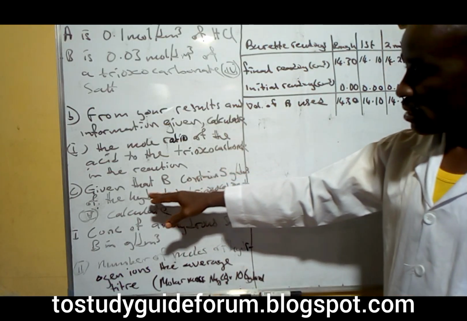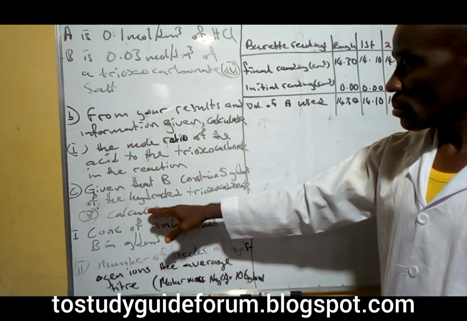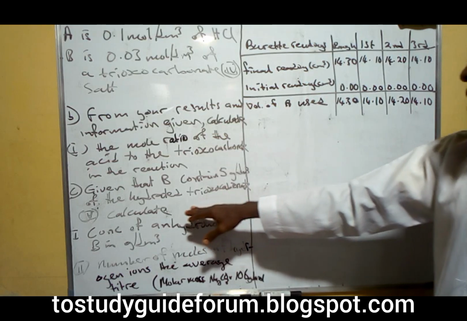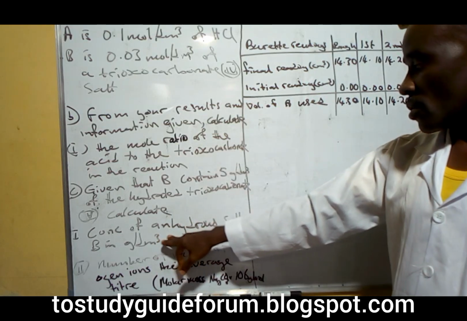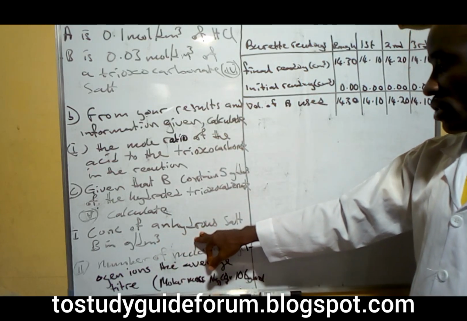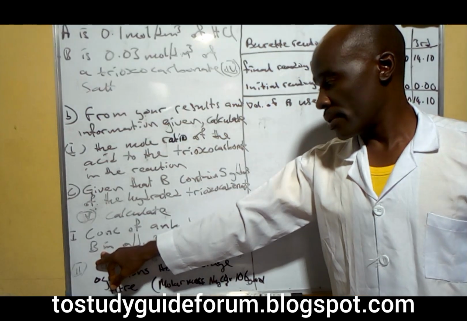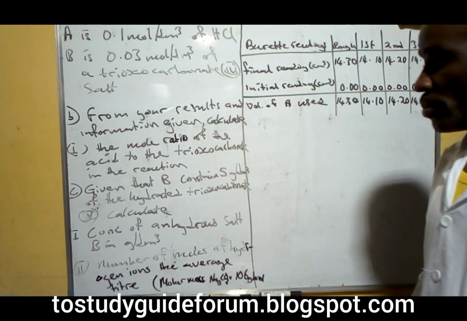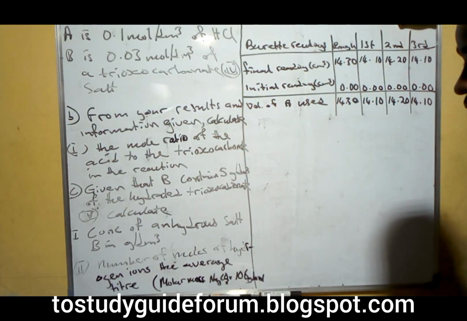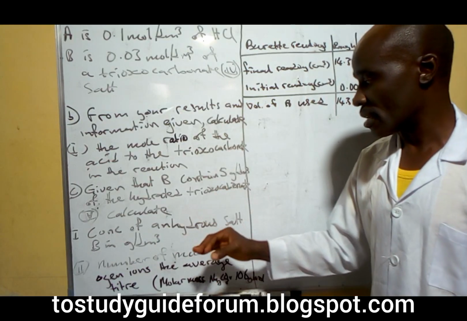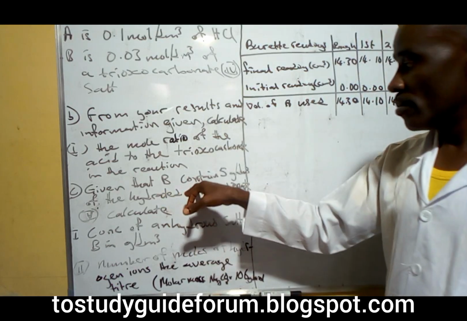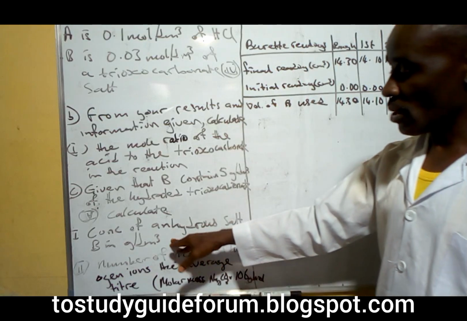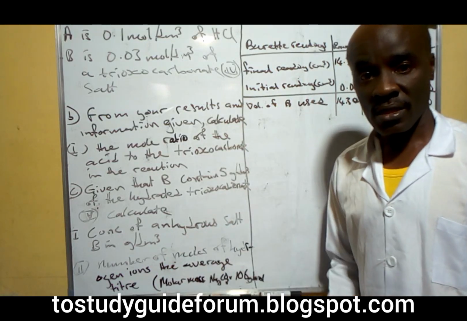The second one says we're going to calculate the concentration of anhydrous salt in gram per dm cube. That is what we're going to find out. That means the dry salt, since B is the hydrated trioxocarbonate. So the salt we are going to look for is the one that is dry.